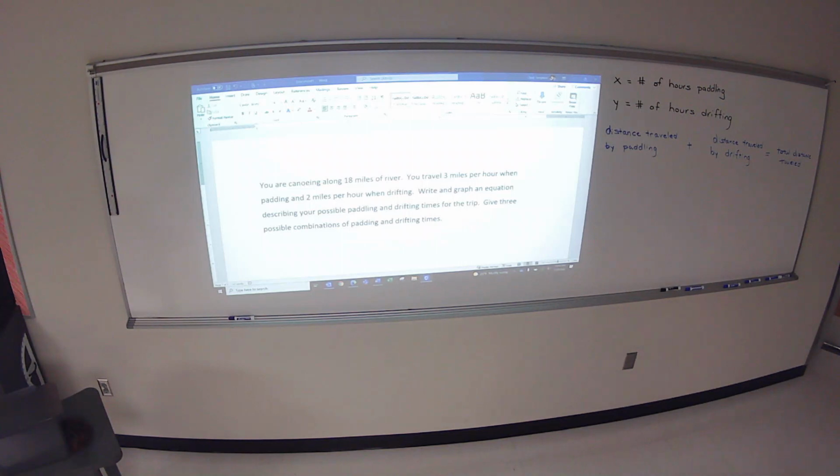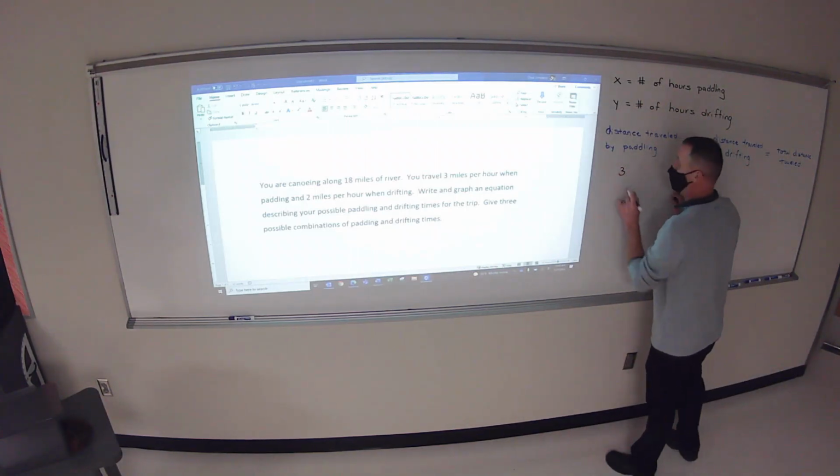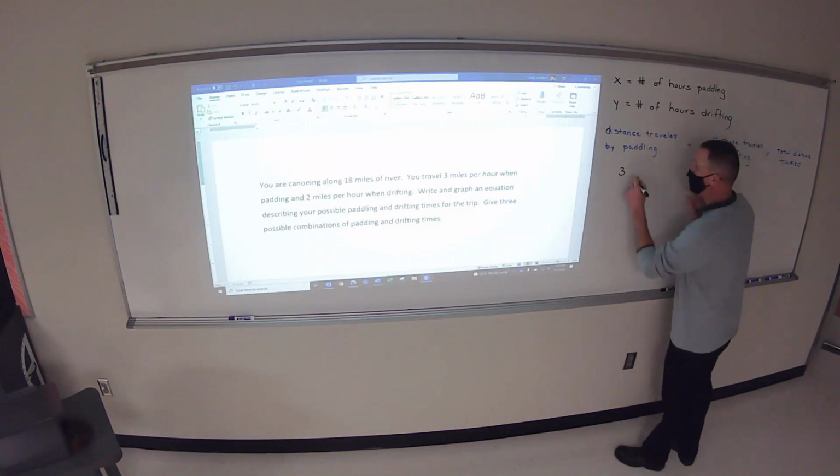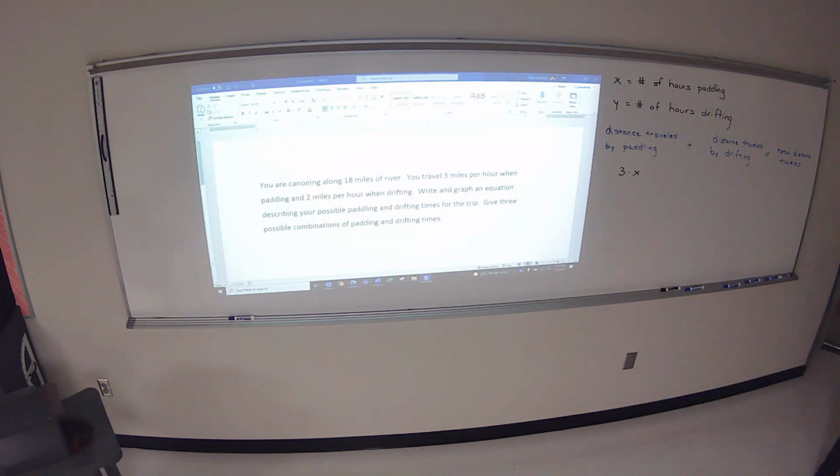You need to know how fast you're going, and you need to know how long you're going. So when we paddle, how fast are we going? 3 miles an hour. According to my variables, how long am I doing that? I'm doing it for X hours. So if I'd like to figure out how far I'm going, I take 3, which is the rate, how fast I'm going, and I multiply this by X, which is how long I'm doing it.